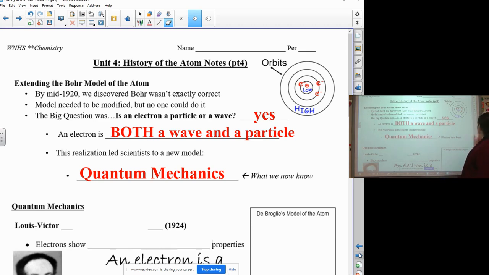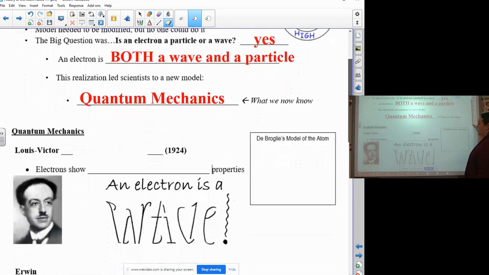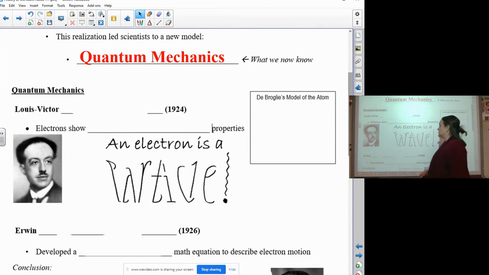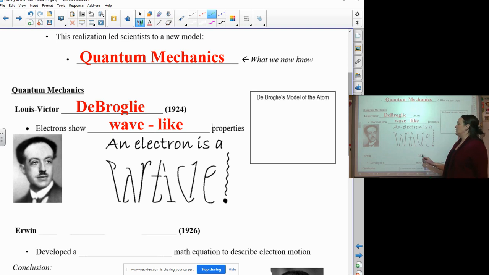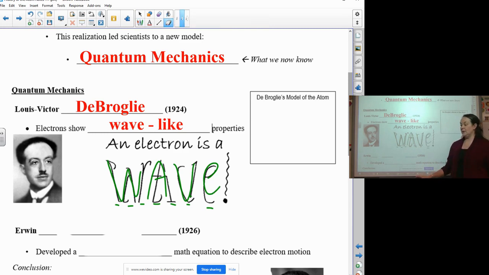So who helped us figure this out? Well, the first name is Louis Victor de Broglie. He was working in the 1900s, and he was the first person to look at the picture differently and decided the electrons can show wave-like properties. So the little picture that I gave you here says particle, or it also says wave. Okay, so the idea is that it can be both, which is really challenging to understand.